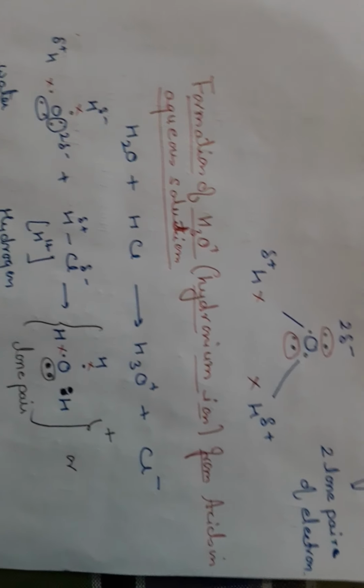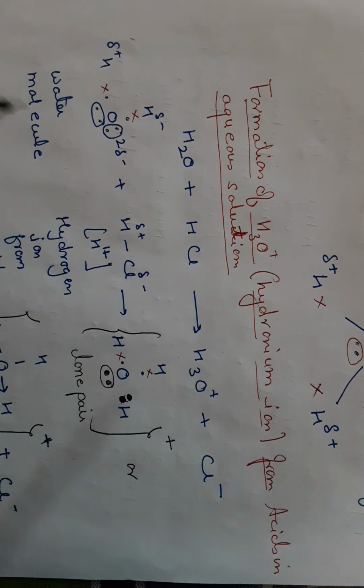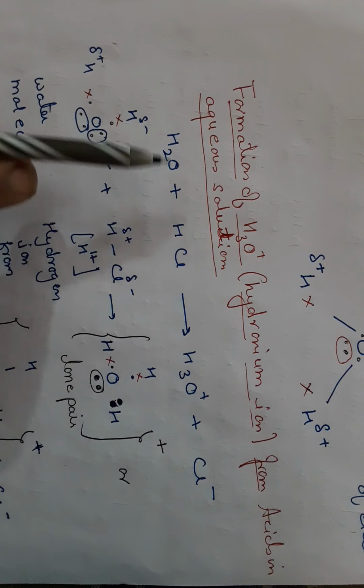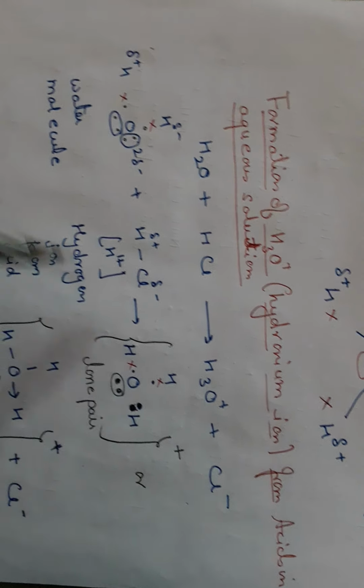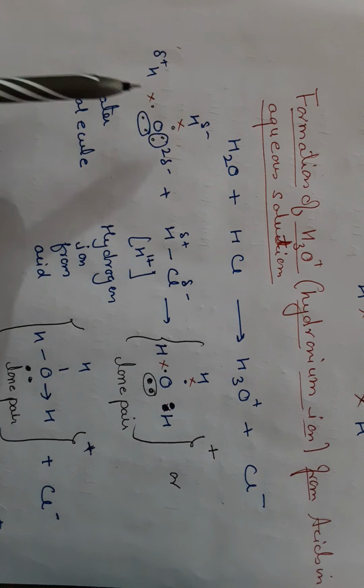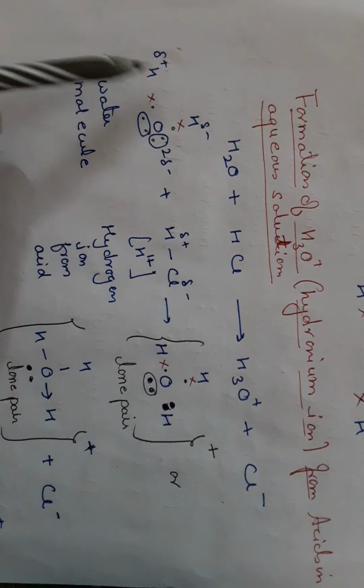Now, the formation of hydrogen ions. When HCl is dissolved in water, it forms hydronium ion plus chloride ion. Now these are the water molecules. You can see here the H plus ions.